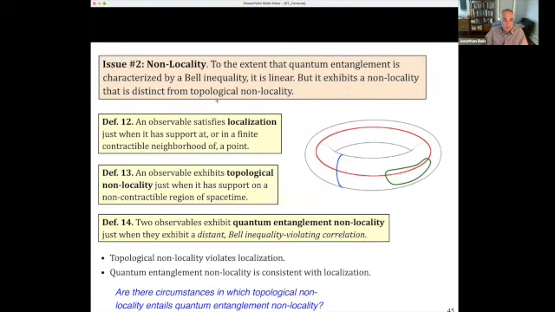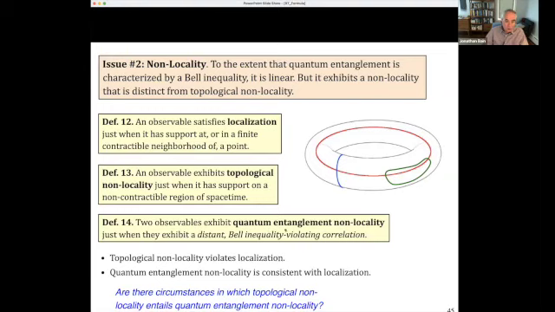But it exhibits a non-locality that is distinct from topological non-locality, right? So let's say that an observable is localizable just when it has support in a finite contractible neighborhood of a point. Let's say an observable exhibits topological non-locality just when it has support on a non-contractible region of a space or space-time, right? So take the example of a toroid, when your space-time or space has the geometry of a torus. Observables with support on either of the two non-contractible loops can be thought of as exhibiting topological non-locality. An observable with support in a contractible region of the surface of the torus or along a contractible loop, on the other hand, satisfies localization.